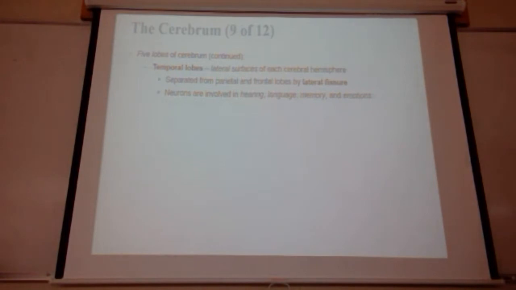The temporal lobes are the lateral surfaces. Think of where your temples are. Everybody knows where their temples are. Everybody's had at least one temporal headache in their life, more than likely. These are the lateral surfaces. They're separated from the parietal and frontal lobes by the lateral fissure. Again, these are neurons that are involved in hearing, language, memory, and emotion.